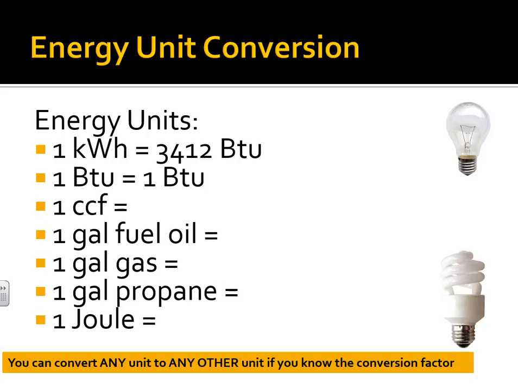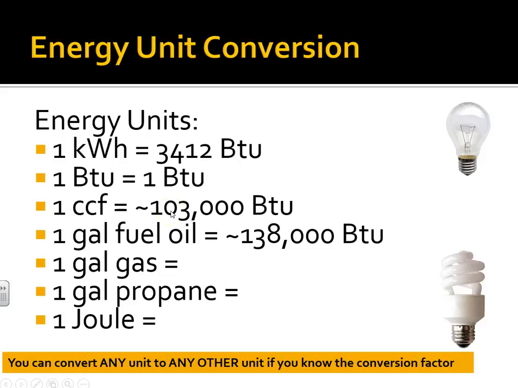A CCF, 100 cubic feet of natural gas, is about 103,000 BTUs, or 102,500 BTUs, depending on the purity of the natural gas. So again, a kilowatt hour is worth a little over 3,400. CCF about 103,000. Fuel oil is about 138,000 for a gallon of fuel oil, whereas a gallon of gasoline is about 125,000 BTU. So you can have a gallon of each. Fuel oil is diesel fuel, and gasoline is the regular non-diesel stuff that you put in your car.